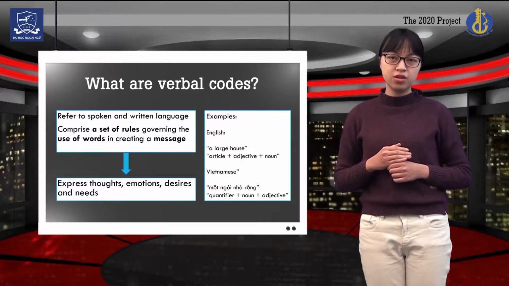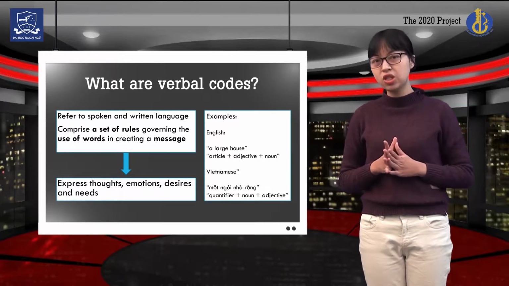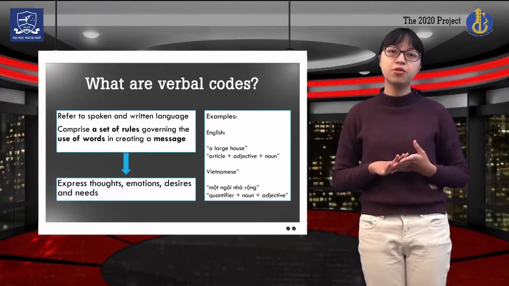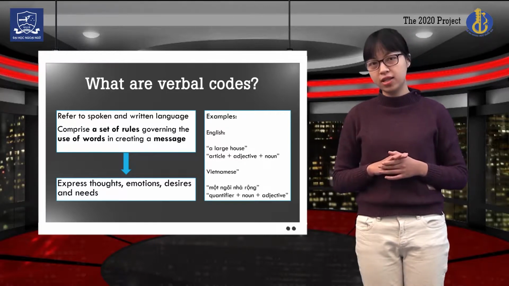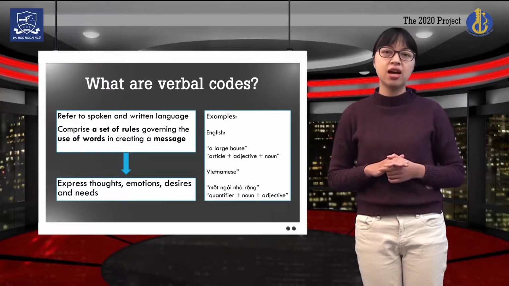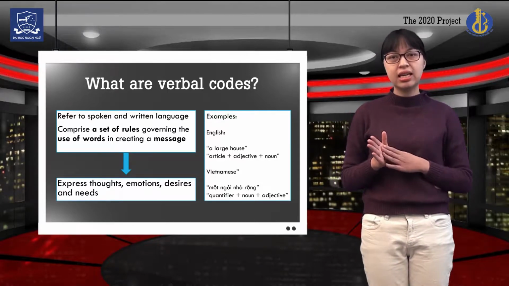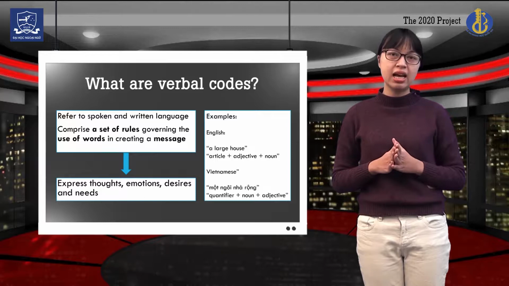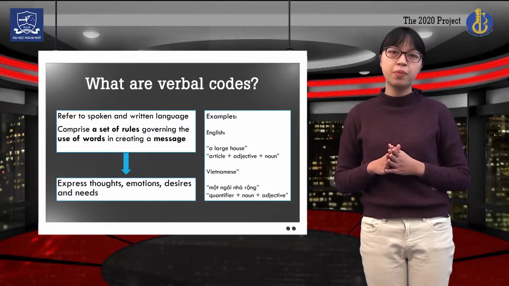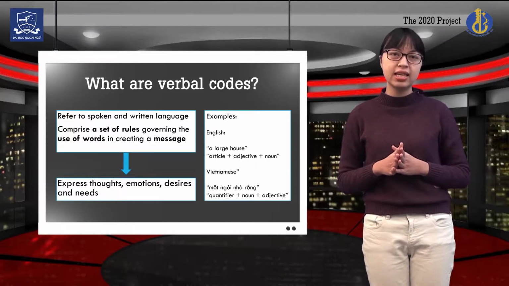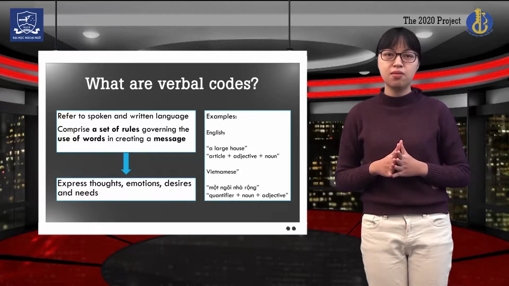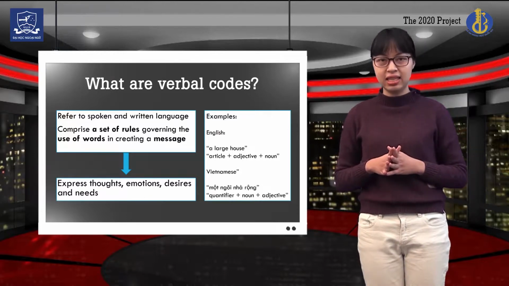Verbal codes refer to the spoken or written language, and it comprises a set of rules governing the use of words in creating a message. Along with the words themselves, the set of rules varies in each nation and territory. However, its mutual purpose is for humans to easily express their thoughts, emotions, desires, and needs.